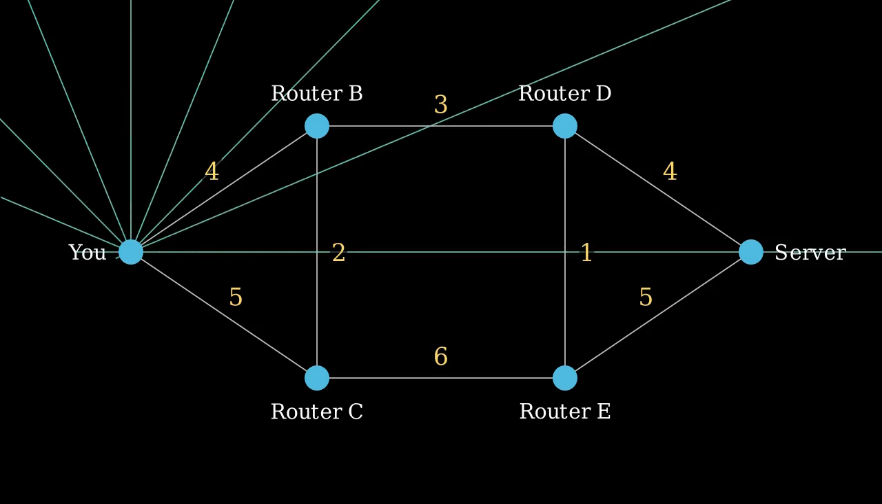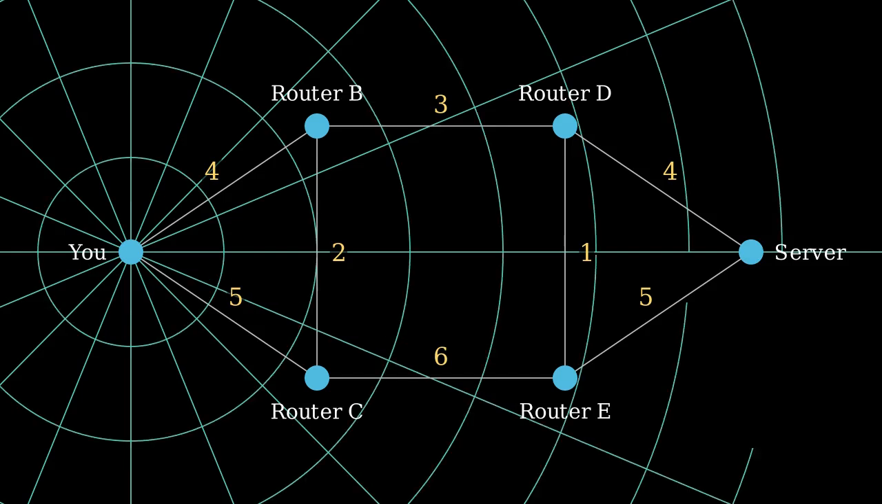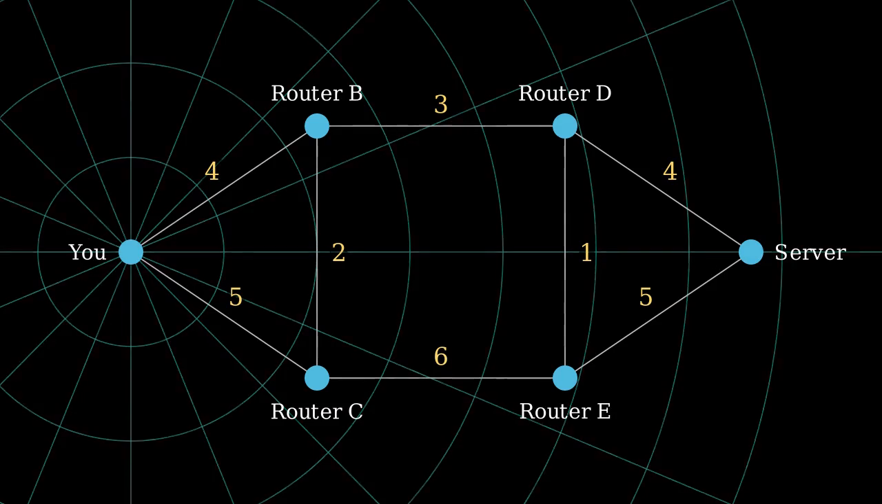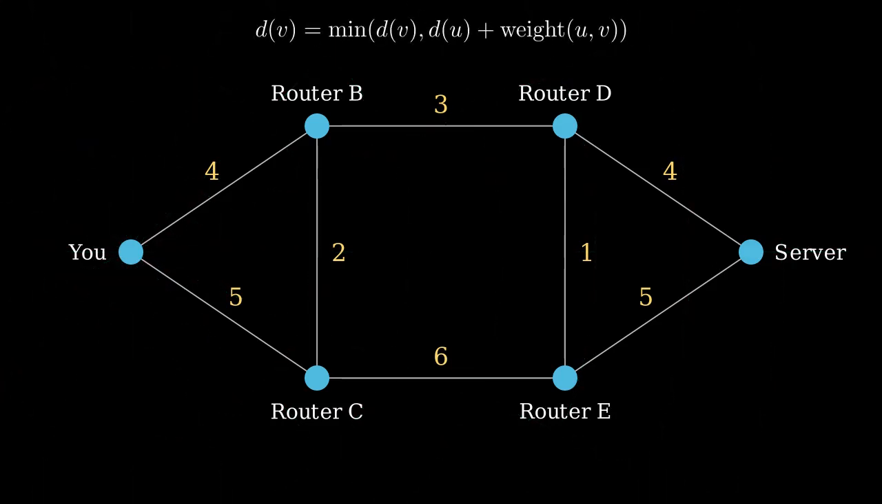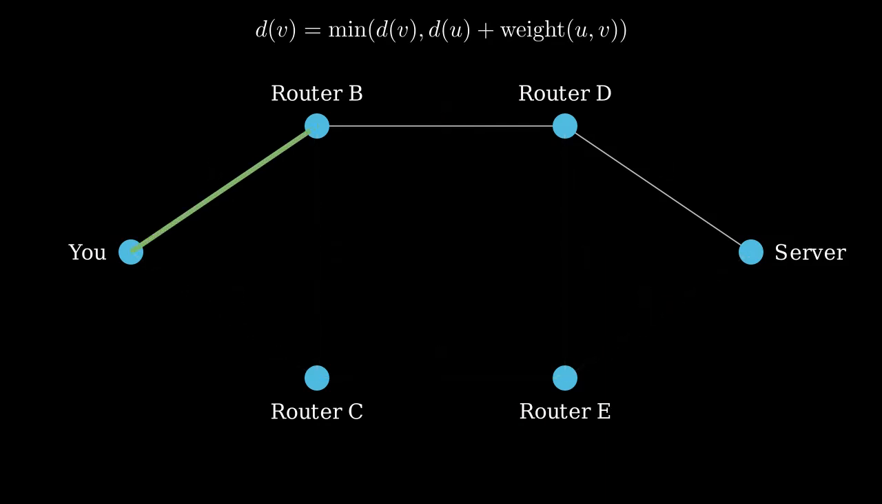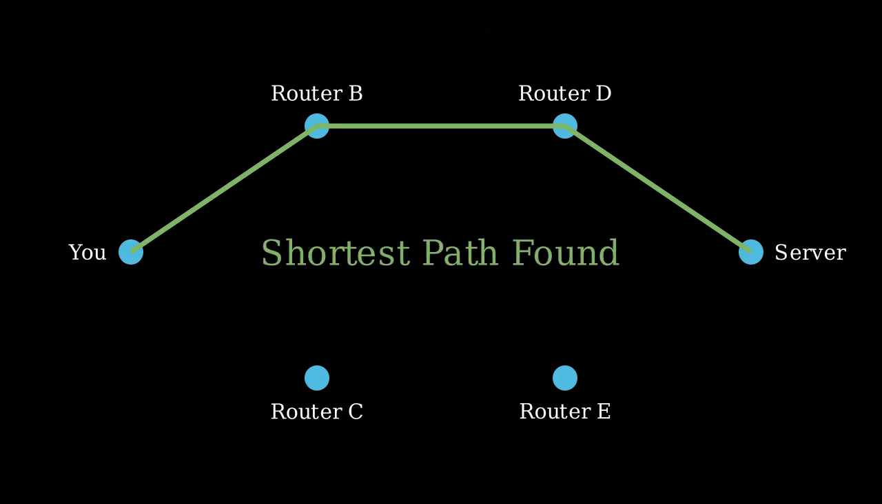When you initiate a request, your computer runs an algorithm that pulses outward, exploring all possible paths simultaneously to see which combination of connections offers the lowest total cost. This mathematical rule constantly compares the path it just discovered against the ones it already knows, always choosing the minimum value to ensure efficiency. As the search completes, it identifies the single, most effective chain of connections from start to finish. Shortest path found.